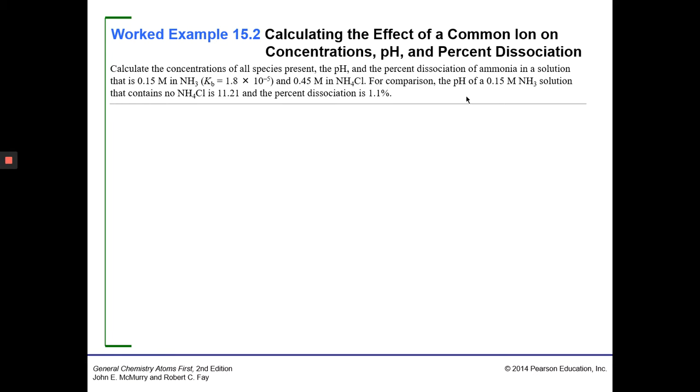Okay, next we'll look at calculating the effect of a common ion on concentrations, pH, and percent dissociation. The question is asking us to calculate the concentration of all species present, the pH, and the percent dissociation of ammonia in a solution that is 0.15 molar in ammonia and 0.45 molar in ammonium chloride. For comparison, the pH of a 0.15 molar ammonia solution that contains no ammonium chloride is 11.21, and the percent dissociation is 1.1%.